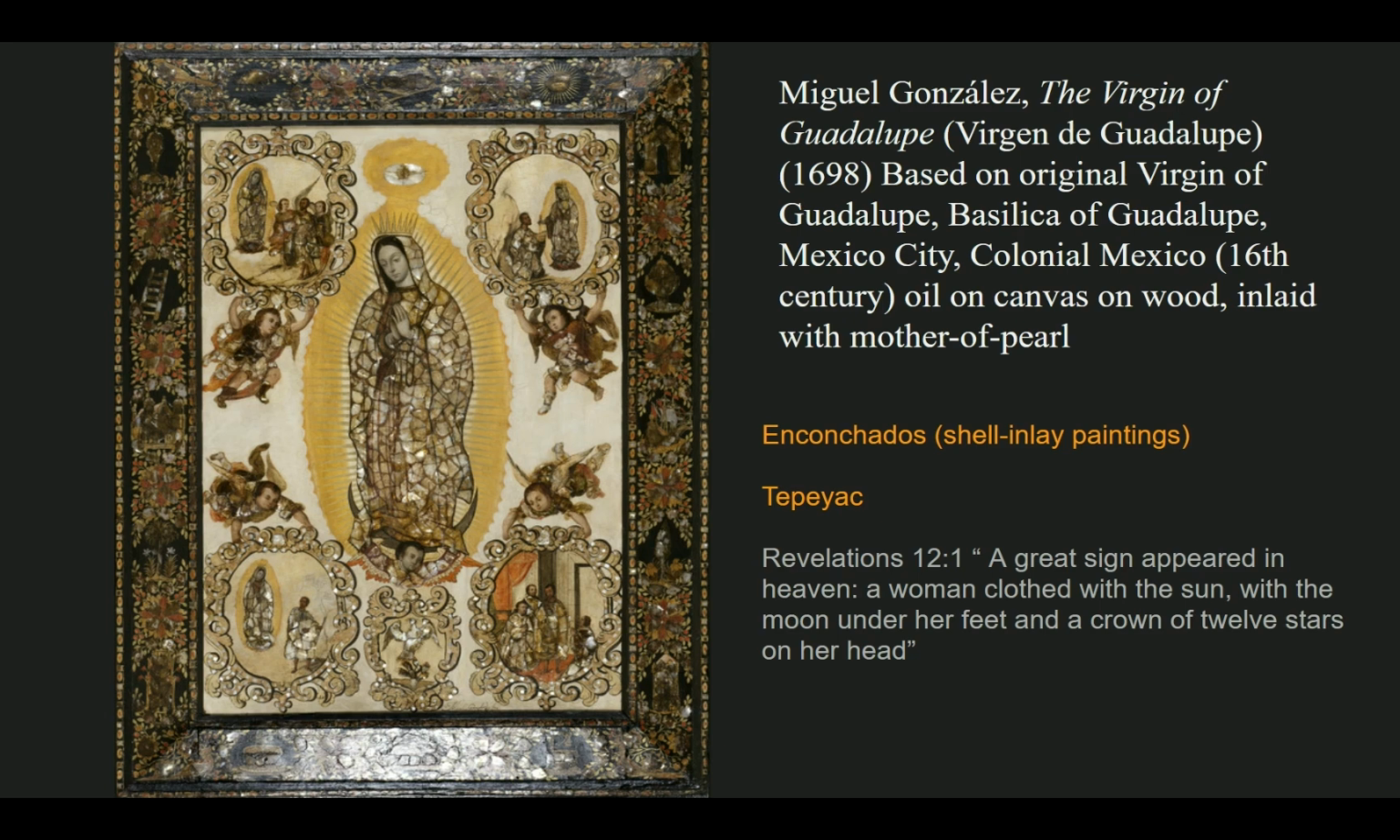He held this bundle of flowers in his cloak, and when he opened up his cloak, the flowers dropped on the ground in front of the archbishop, and there on his cloak was the image of the Virgin Mary. Further proof of this miraculous event that occurred. And so the Virgin of Guadalupe is showing this miraculous event. So we have these roundels that surround the Virgin Mary describing this story.